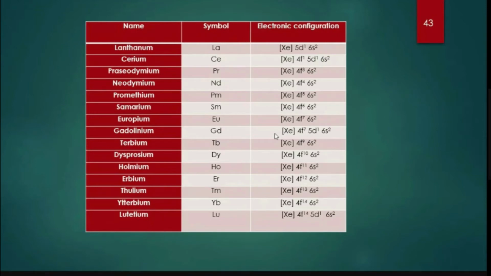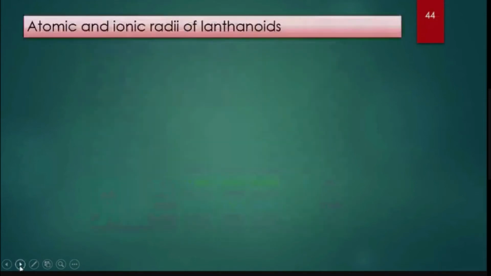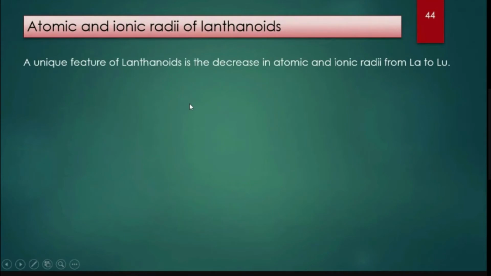So because the elements having empty, half-filled and completely filled 4f orbitals are considered to be stable, that is why in order to acquire stability, in gadolinium one electron will be shifted from the 4f orbital to the 5d orbital, giving the electronic configuration xenon core 4f7 5d1 6s2. Whereas in the case of lutetium, since the 4f orbital is completely filled, one electron will be shifted to the 5d orbital.